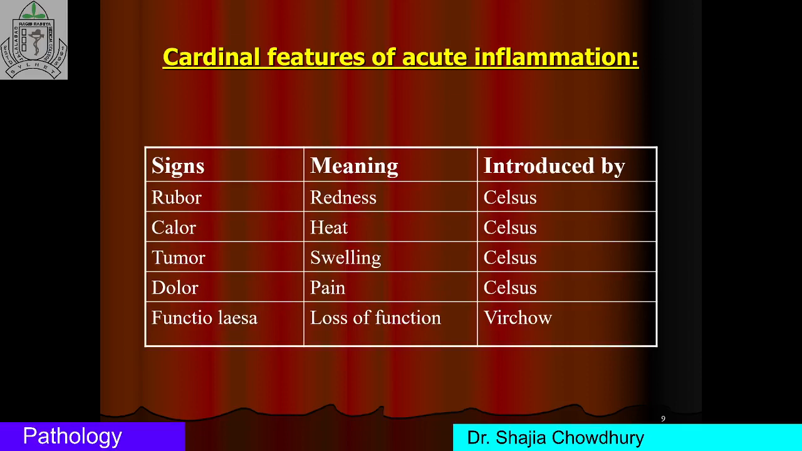Now an important question: what are the cardinal features of acute inflammation? Cardinal features is an important viva question. Cardinal features are rubor meaning redness, calor meaning heat, tumor meaning swelling, dolor meaning pain, and functio laesa meaning loss of function. All were introduced by a scientist named Celsus, except functio laesa, which was introduced by Virchow.